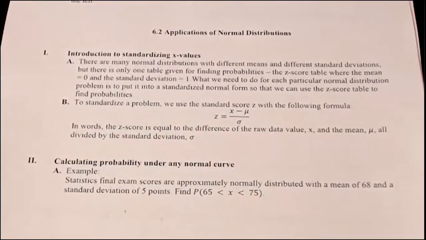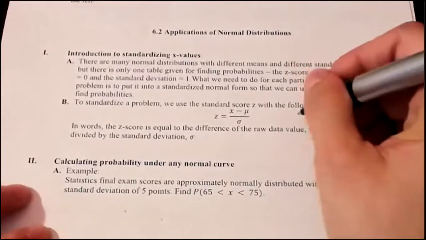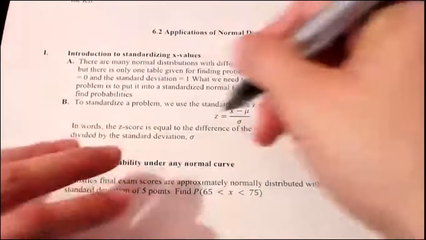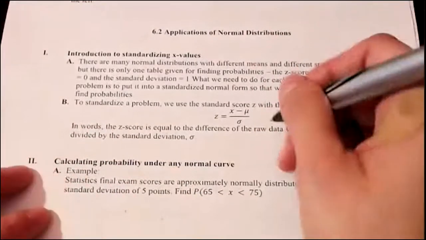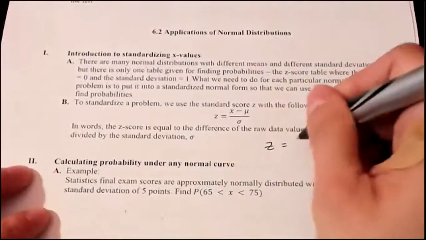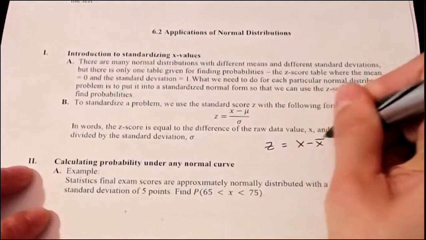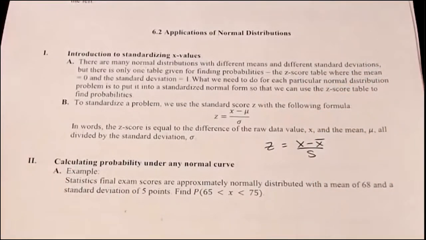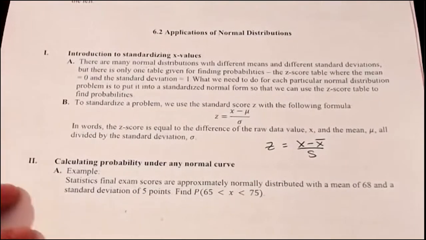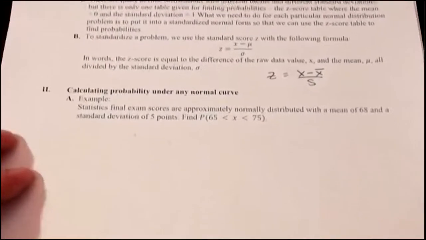In other words, the z-score is equal to the difference of the raw data value X and the mean, all divided by the standard deviation. This is the formula for a population. It's essentially the same for a sample, X minus X bar over S, but the formula is identical. It doesn't change. It's just the raw data minus the mean divided by standard deviation. Excellent. Let me show you what I mean.